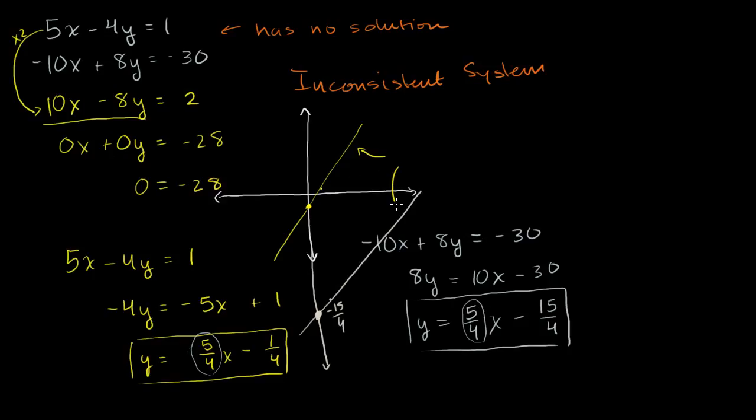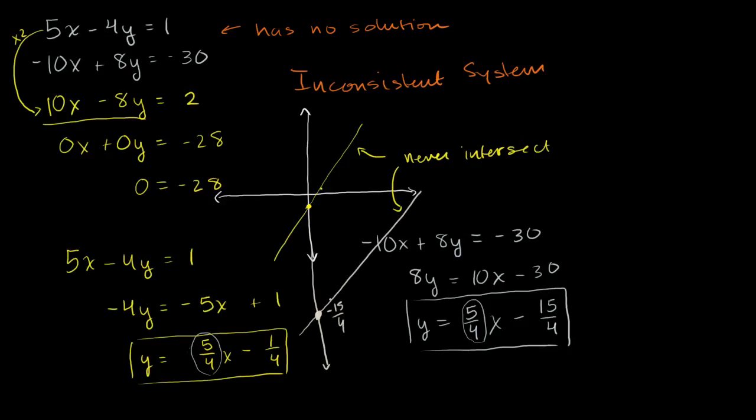These two lines will never intersect, which means that there is no point on the xy coordinate plane that satisfies both of these equations. Remember, this line represents all of the points that satisfy this equation. This line represents all of the points that satisfy that equation. Notice, no points satisfy both. There is no point of intersection, and that's why this was an inconsistent system.